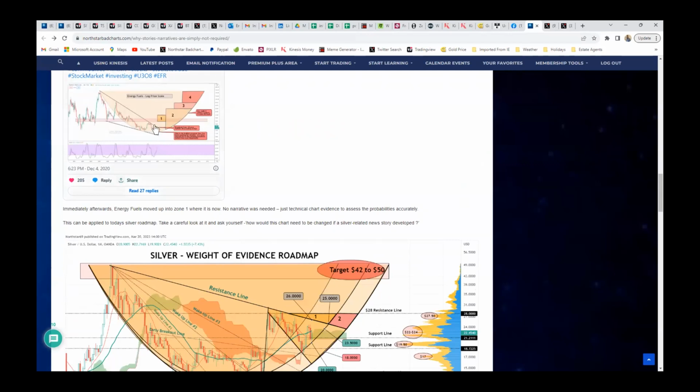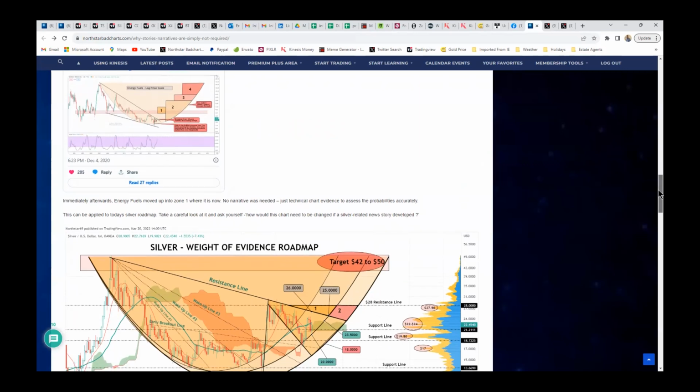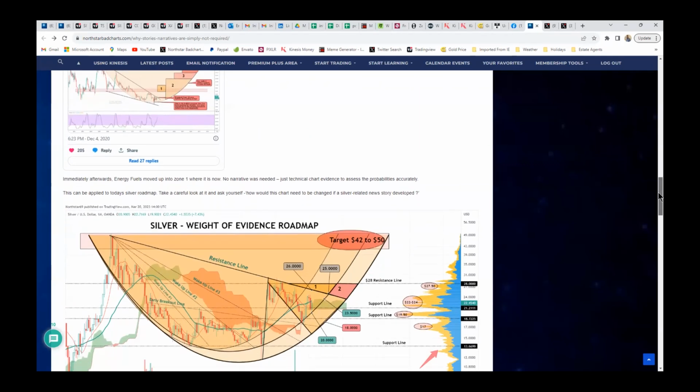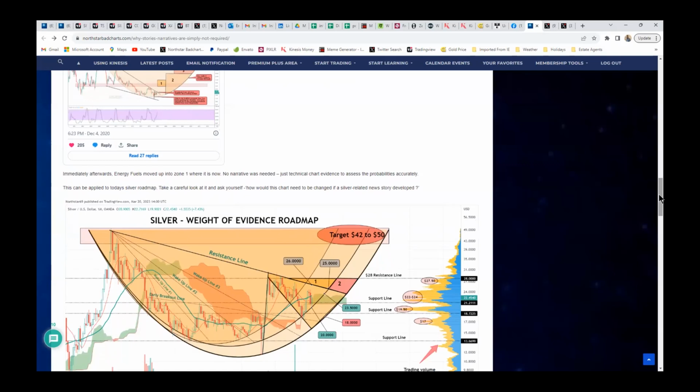Immediately after I posted that, Energy Fuels moved up into zone 1 where it is now. So no narrative was needed, just technical chart evidence to assess the probabilities accurately. You have to remember this is all about probabilities. There are no certainties in any kind of predictive technique, whether it's technical analysis or any other methodology.